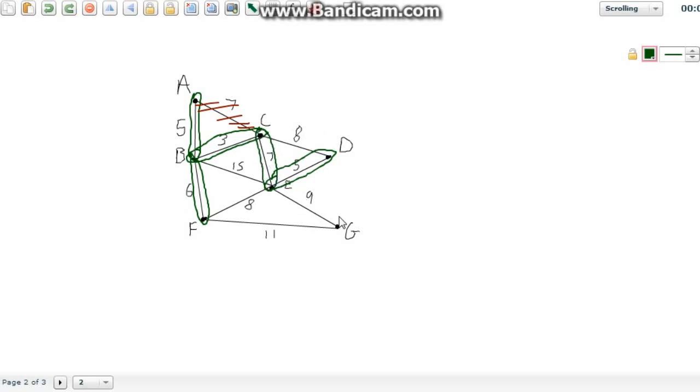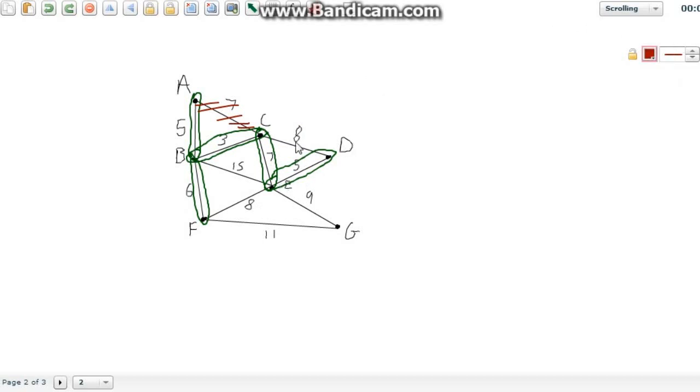Are all the nodes connected up? No, they're not. So we go back, have another look. 8, 15, 9, 8, 11. 8 will be the lowest. There's 2 of them. Let's just pick this one. Will it create a cycle? Yes, it would. CEDC would be a loop.